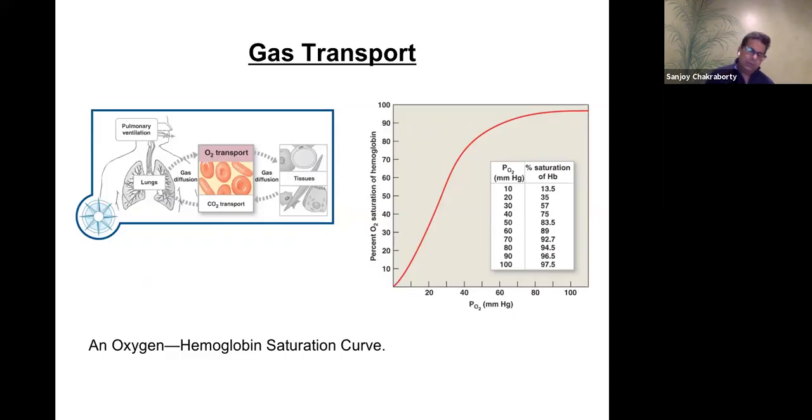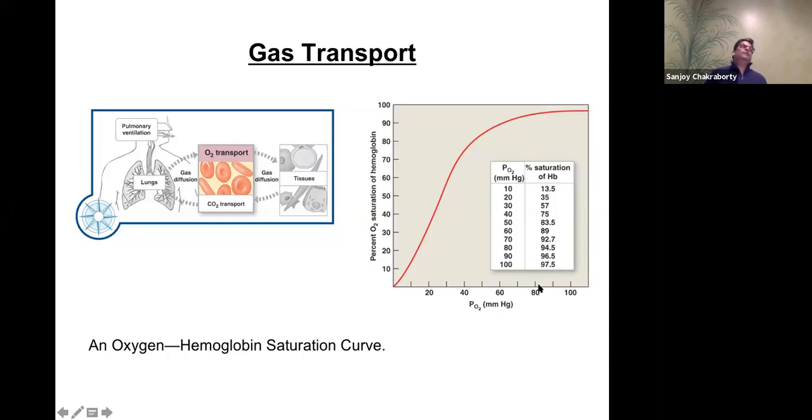Cooperative binding means that hemoglobin has 4 polypeptide chains. When one of them binds to an oxygen, the second one binds faster, and the third one binds even faster. This is called cooperative binding. Because of that, you don't have to go to 100. At 60 partial pressure, look at that, almost 90% of hemoglobin is bound. Whether your partial pressure is 100 or 90 or 80, more than 95% of hemoglobin is bound, so you can be healthy.